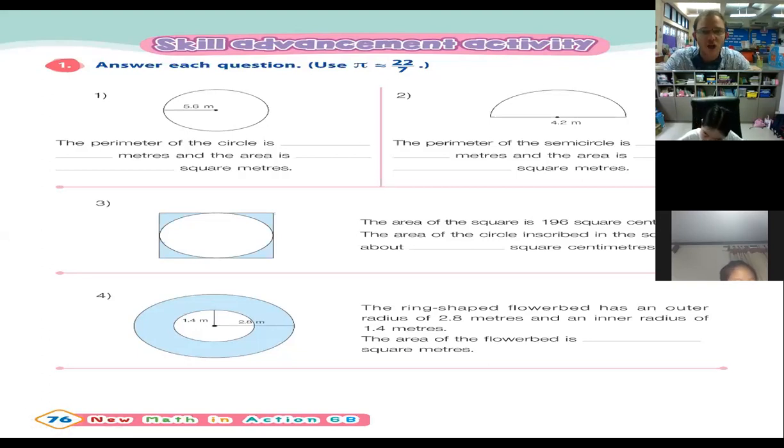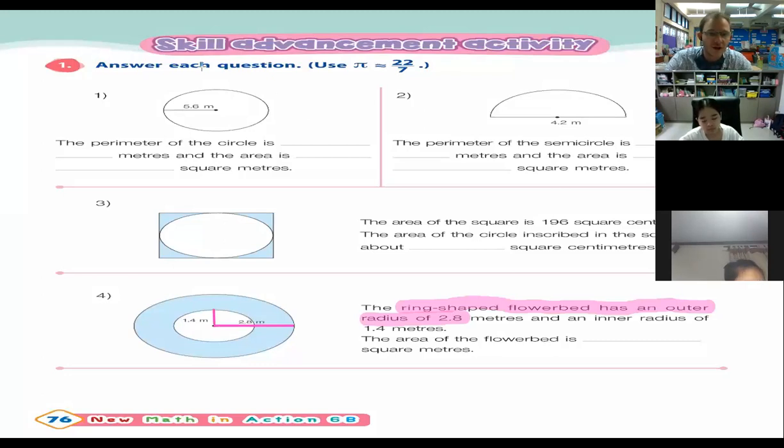So again, while we're doing word problems, most important is to highlight the most relevant information. So we know here that it is a ring-shaped flower bed. It has an outer radius of 2.8. So the radius from here to here is 2.8 meters. And the inner is 1.4. What is the area of the flower bed?